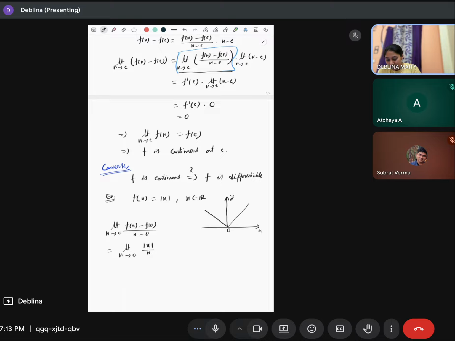Now since x goes to 0, in the real line there are only two paths by which you can approach 0, from the left and from the right. So this limit exists means that the limit as x goes to 0 plus and the limit as x goes to 0 minus both exist, and they are equal.